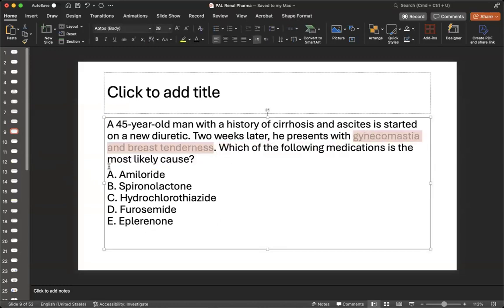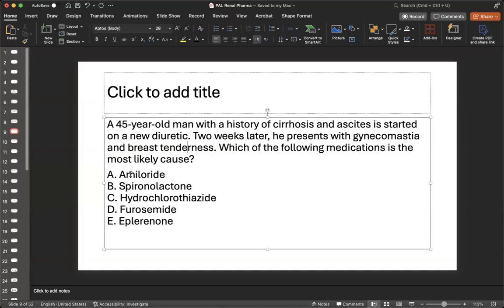It is caused by what? Spironolactone. Remember, spironolactone is a potassium-sparing diuretic that acts as an anti-androgen, and it can lead to gynecomastia and breast tenderness. So if I ask, what can I replace spironolactone with? I can replace spironolactone with eplerenone. Why? Because eplerenone does not cause these anti-androgen effects. Remember that, eplerenone, okay? Spironolactone is used in ascites, and it can lead to gynecomastia and breast tenderness.